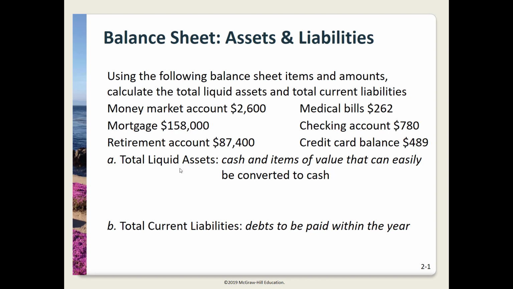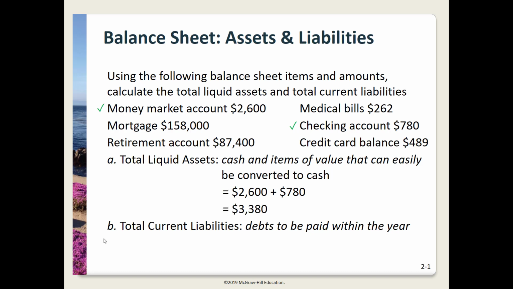So in this problem, we're working with our balance sheet, specifically assets and liabilities. So you're going to use the following balance sheet items given to you and its amounts, and you'll calculate the total liquid assets and the total current liabilities. So in part A, for our total liquid assets, the definition of that is the cash and items of value that can easily be converted to cash. So in this case, looking at our different balance sheet items, we can see that the money market account and the checking account are the two assets that can easily be converted to cash. So we'll go ahead and add these two numbers together, and so our total liquid assets is $3,380.